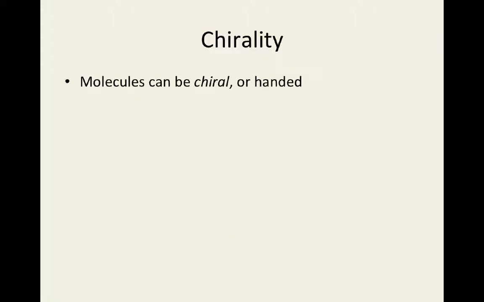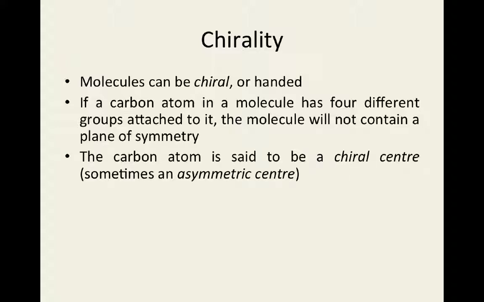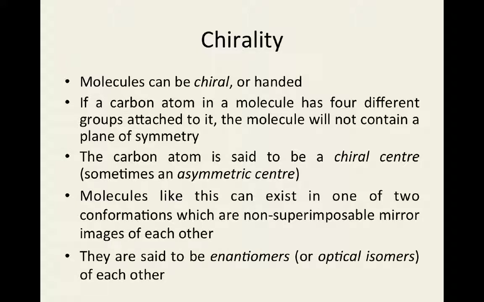Some molecules can exist as left-handed and right-handed isomers. This happens when a molecule contains a carbon atom which is attached to 4 different groups. If this is the case, the molecule will not contain a plane of symmetry. We call the carbon with the 4 different groups attached a chiral centre, or sometimes an asymmetric centre. Molecules like this exist as two non-superimposable mirror images of each other, in other words, left and right-handed versions. We call these types of isomers enantiomers, or optical isomers.